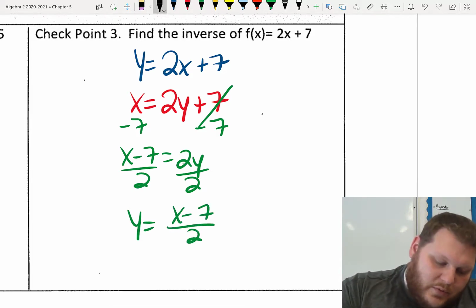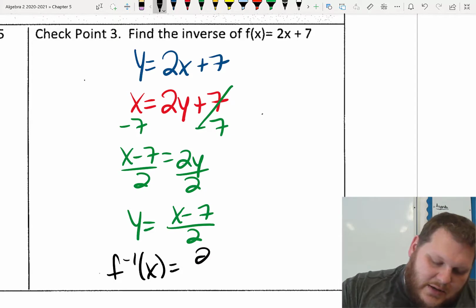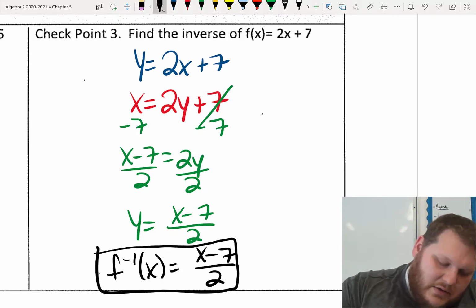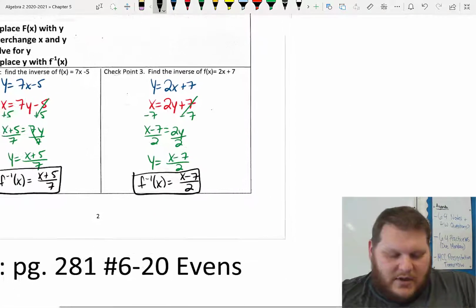Step 4, go ahead and write it in function inverse notation. x minus 7 all over 2. Yay! Not so bad. Not so bad at all.